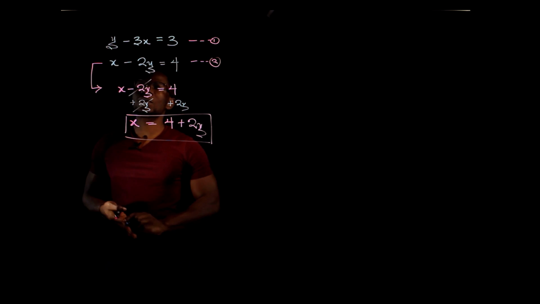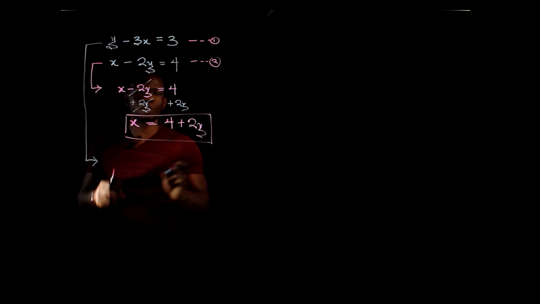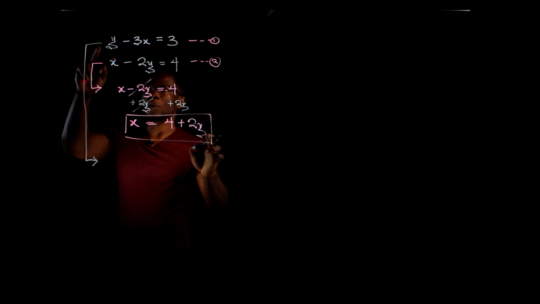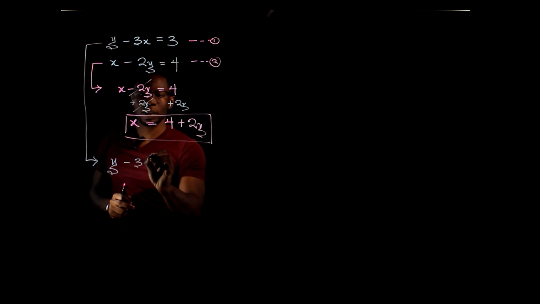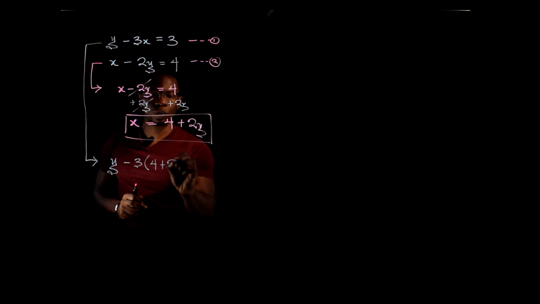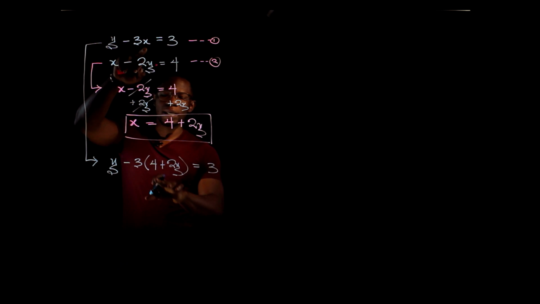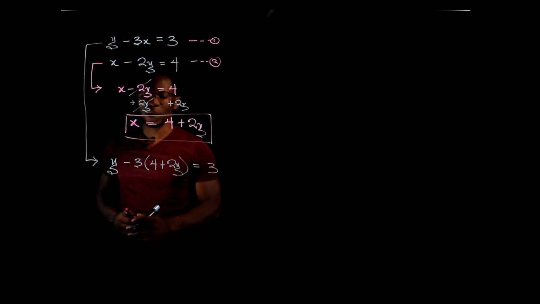So the next step is to take the other equation, in this case equation 1, and to substitute the x here for this expression here. So our equation 1 becomes y minus 3, 4 plus 2y equals 3. So now we've got rid of our x, replaced it with this expression of x with respect to y. So we have only y. Now we can solve for y.